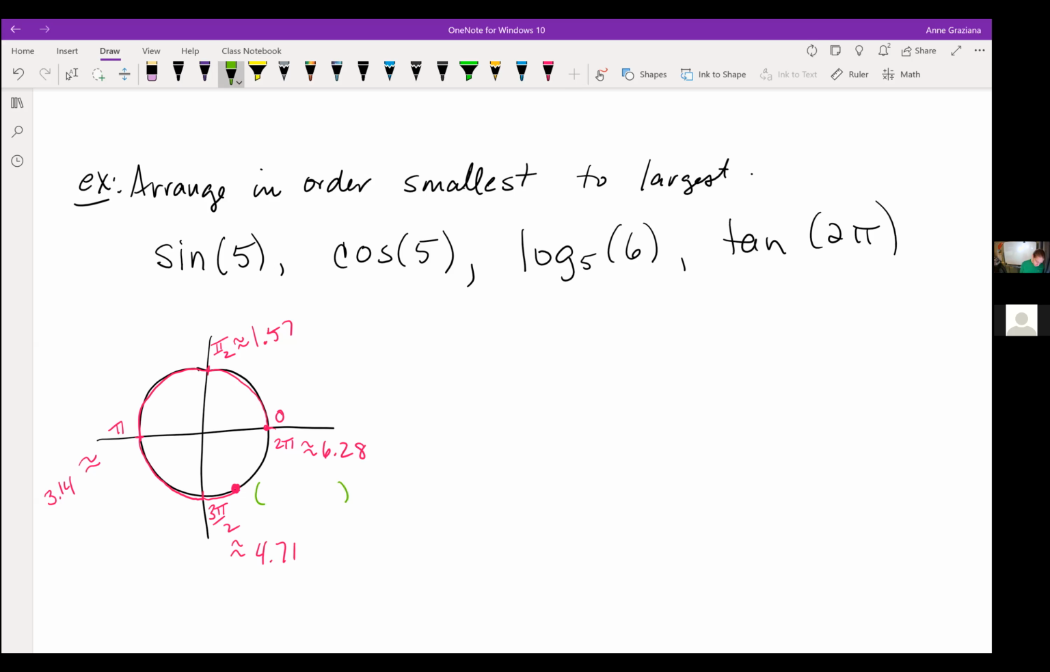So X, would you guys say is about 0.4, maybe a little bit before half? And Y is about negative 0.9. We'll say that, or negative 0.8, either one of those. So remember, sine of 5 is the Y coordinate. We double check, make sure I picked the right one, negative 0.9. And cosine of 5 is the X coordinate, approximately 0.4. Okay.